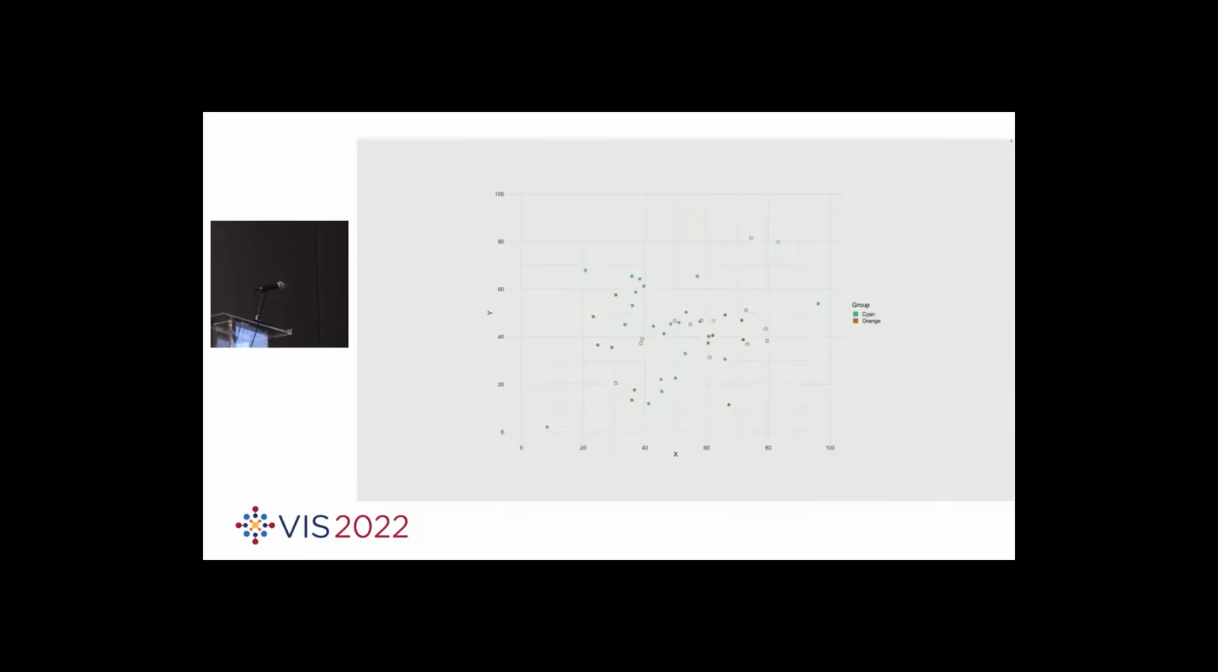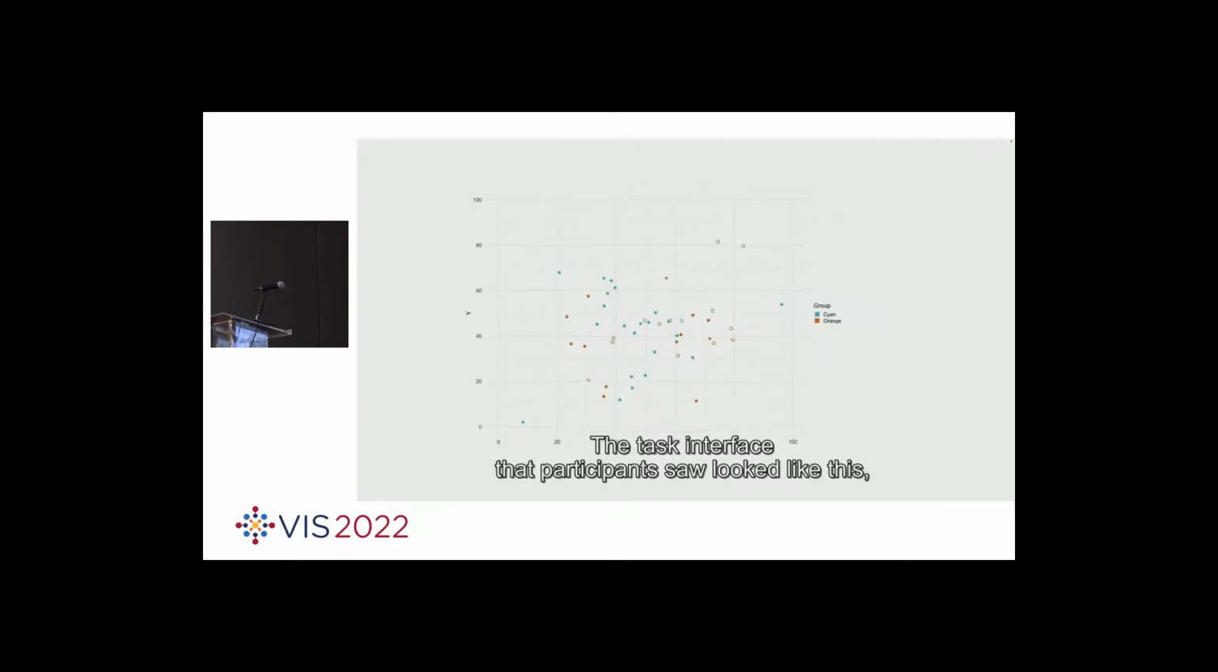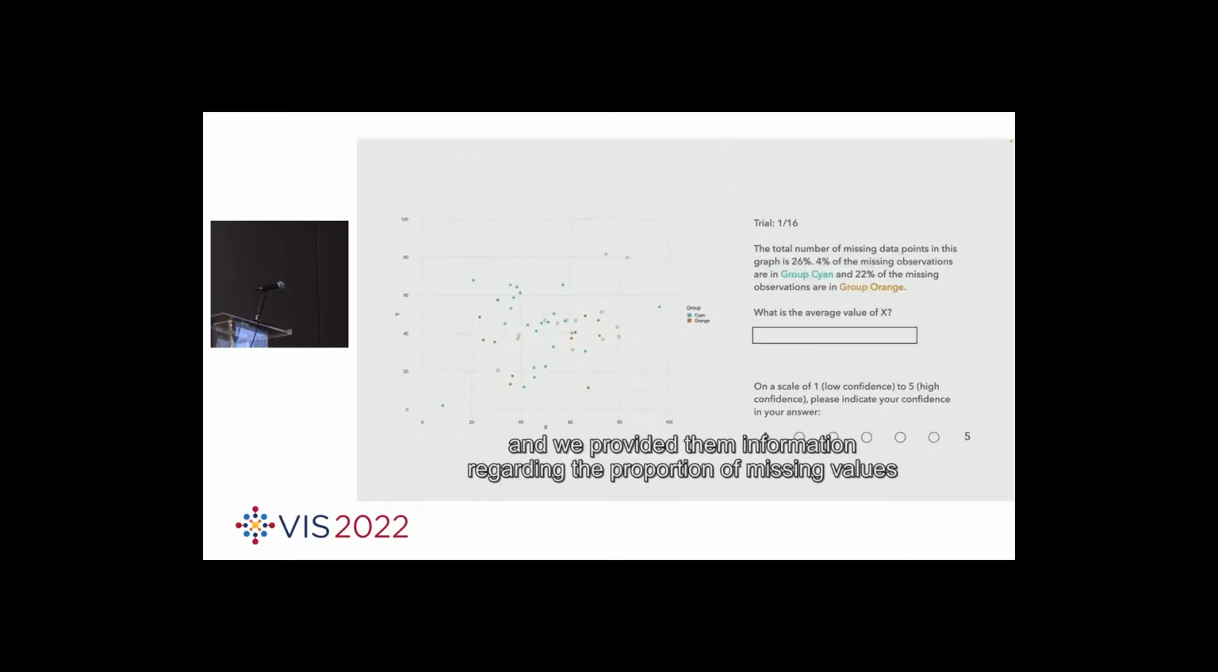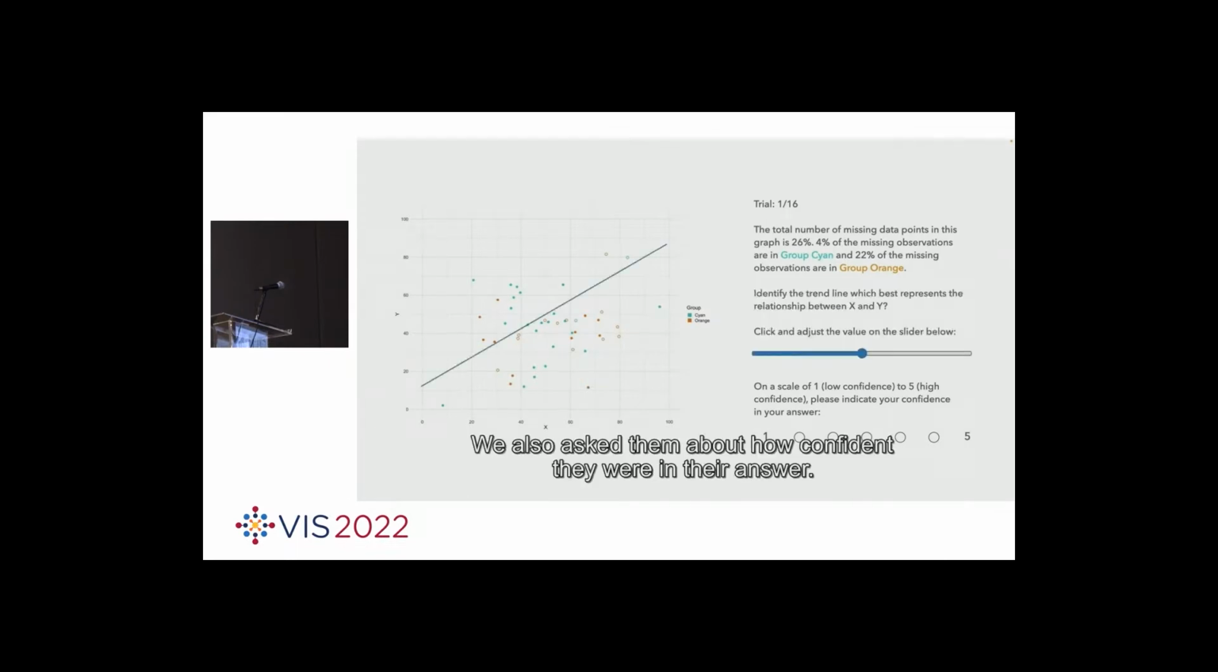The task interface that participants saw looked like this, where we provided them information regarding the proportion of missing values and asked them to enter the average into a numerical text field. We also asked them about how confident they were in their answer. The task involving trend estimation was similar.